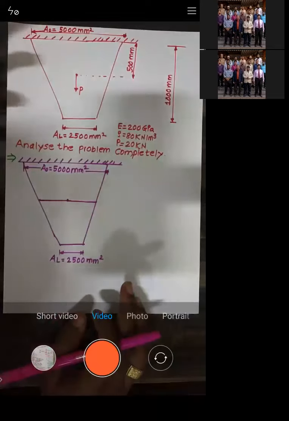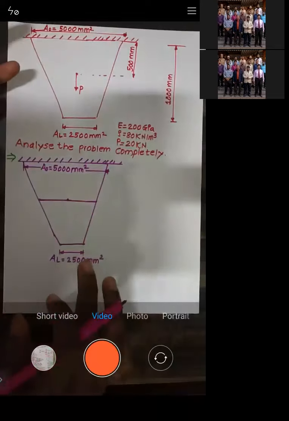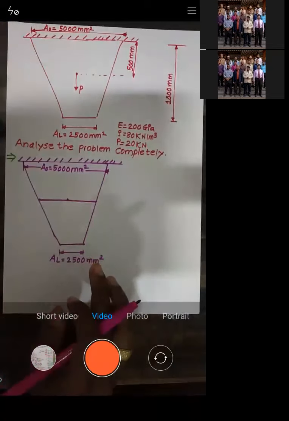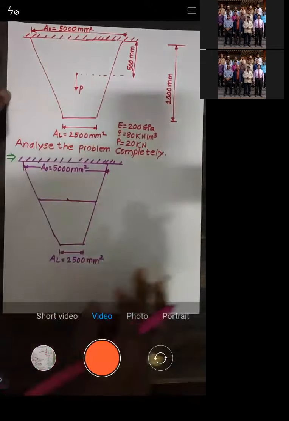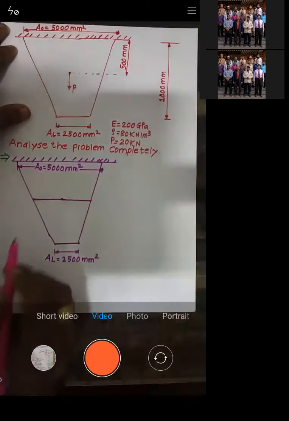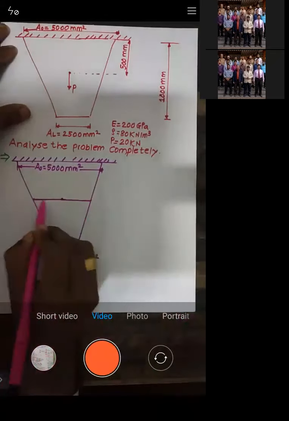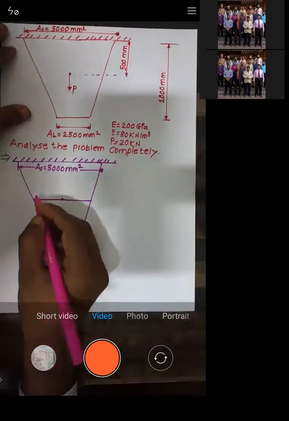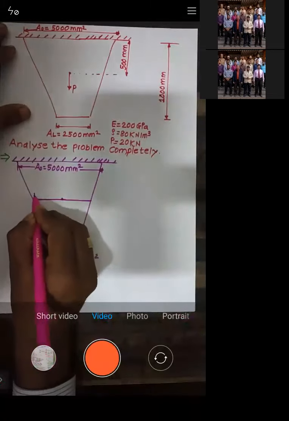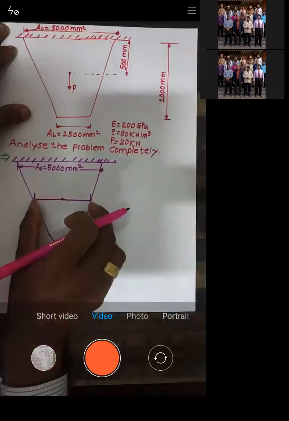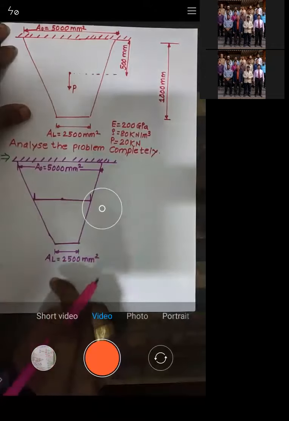You have two elements, but both the elements are again tapered elements. So we need to convert these elements into elements of uniform cross section. For that I need to calculate the area here first. I should calculate what is the area at this particular section, I should know this area, the area at a distance of 500 mm.